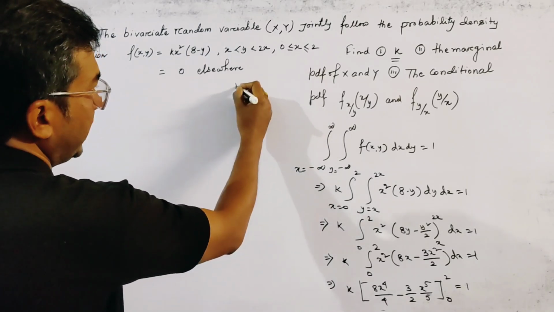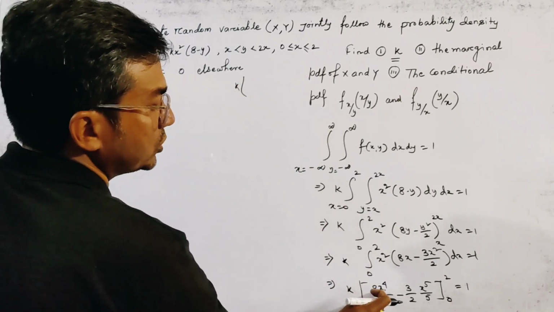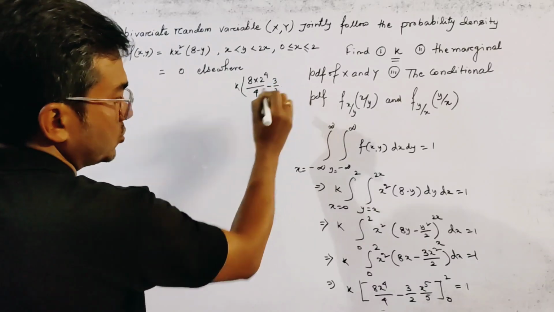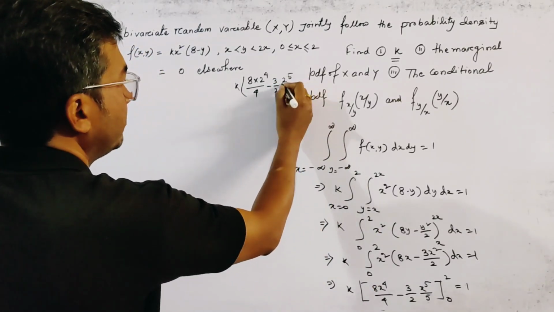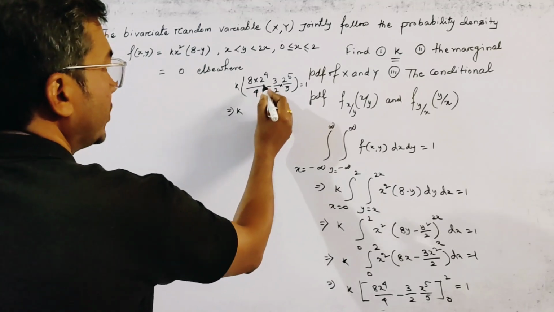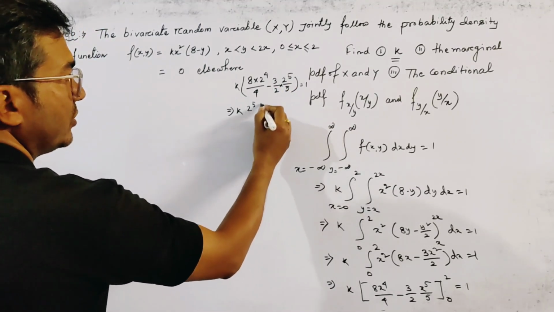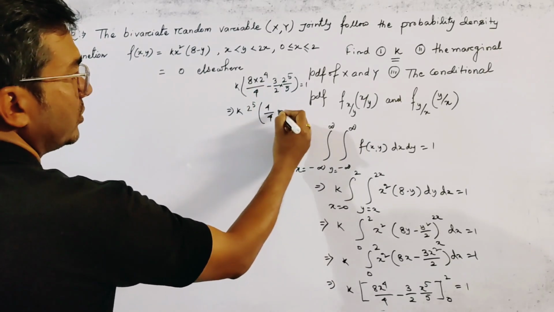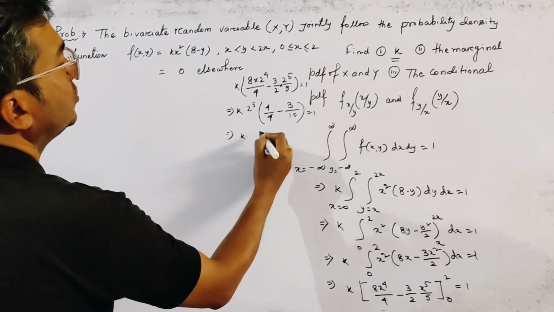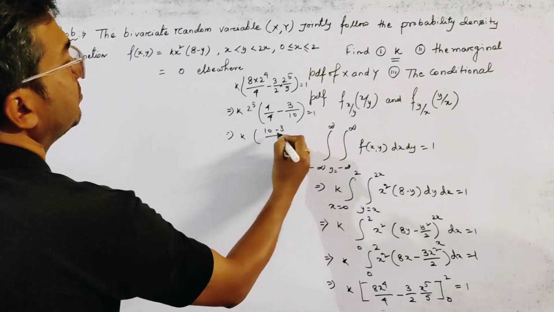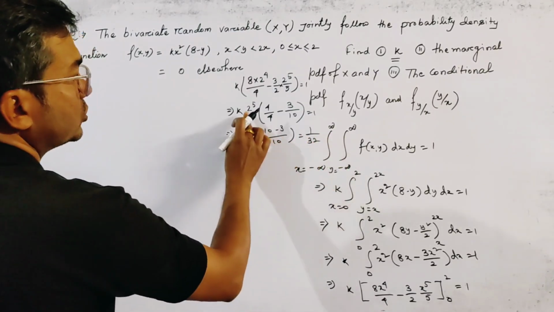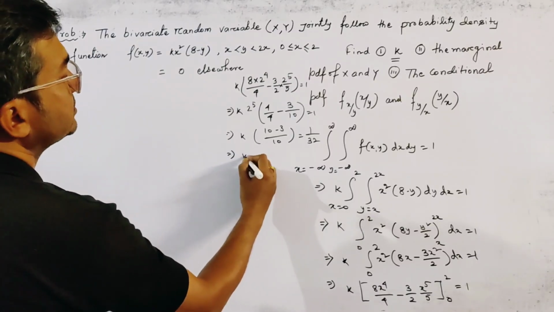We write k times 8 into 2^4 by 4 minus 3/2 into 2^5 by 5, equal to 1. We take 2^5 common, getting 4/4 minus 3/10, equal to 1. So k times (10 - 3)/10 is equal to 1/32, because 2^5 means 32.